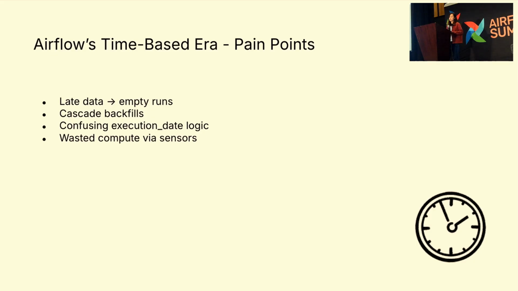And in this cron scheduling, we see a lot of pain points. The first one is that sometimes we start the DAG when the data isn't fulfilled yet. This leads to failures, empty runs, or partial results. And this often requires putting in a wait sensor, which is additional checking.